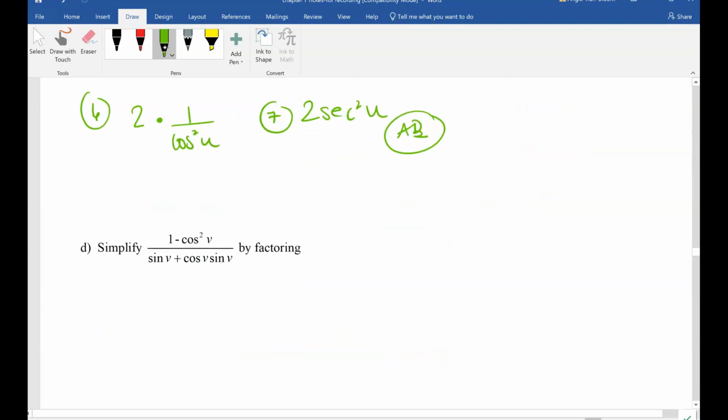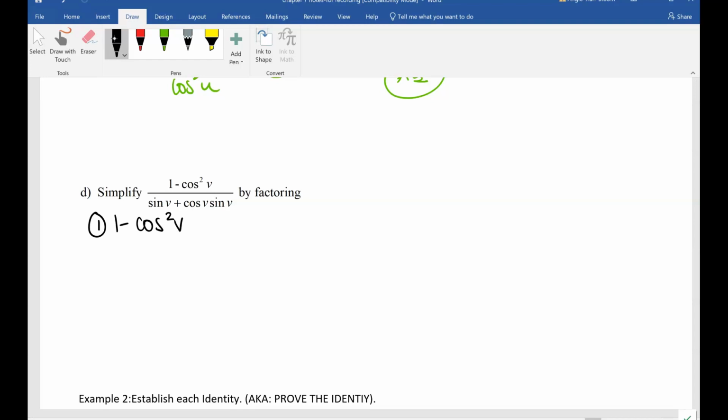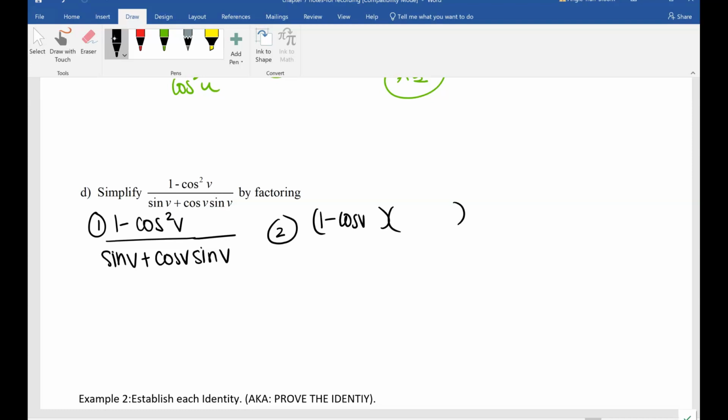Okay, last example, last problem in example 1. Simplify by factoring. Yeah, I love factoring. So step number 1, copy the question down. 1 minus cosine square of v all over sine of v plus cosine of v times sine of v. Okay. Step number 2, on the numerator, it's a difference of 2 squares. So you can go 1 minus cosine of v, 1 plus cosine of v.